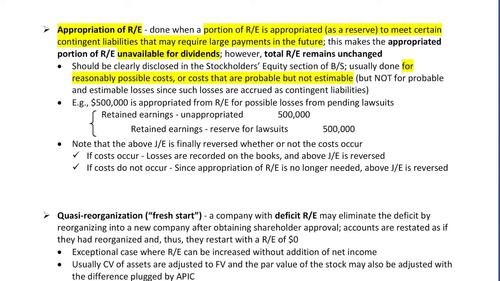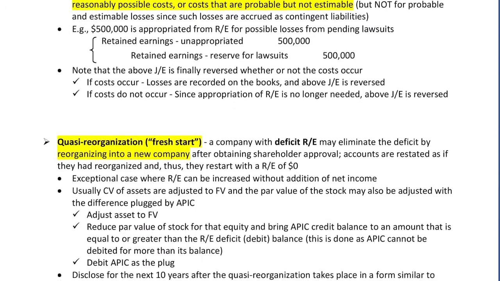On the second half of page 22, we are looking at quasi reorganization or fresh start. In this case, a company with deficit retained earnings tries to eliminate the deficit by reorganizing into a new company. And naturally, this is after obtaining shareholder approval. Now this is an exceptional case where retained earnings are increased without any addition of net income. So let's look at the steps via which this is happening.